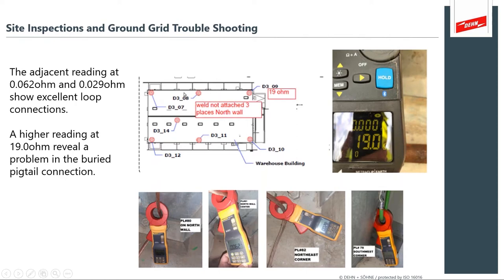You can come back with clamp-on meters that can record the resistance of the loop, and analyze a typical structure. And when you see adjacent readings that are very low, like 0.062 or 0.029, and then you see an adjacent reading at 19 ohms, you know that something's wrong with that connection. This is helpful as part of your inspection and troubleshooting, because it tells you what to look for and where to go to find the problem. So in a system like this, with a nice illustration like this, you have your inspection records, and then you can come back and find these out of range readings that are the indicator that there's a problem, buried or unconnected.